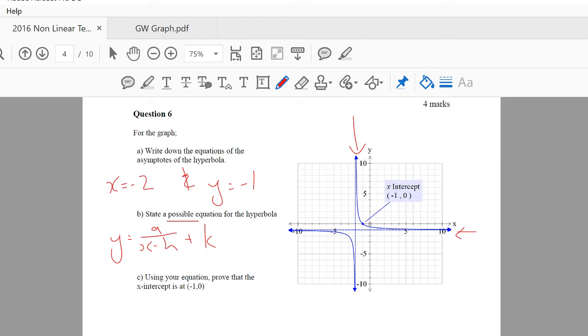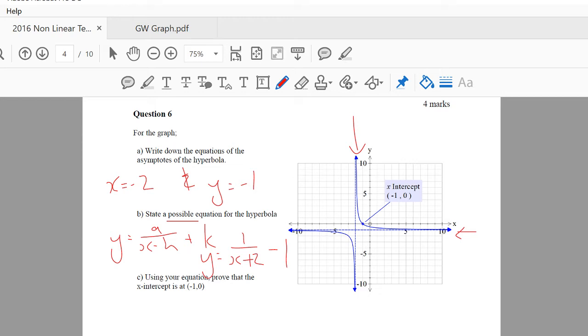So we could have a graph that would be 1 on x plus 2, because with h being -2, x minus -2 is plus, and then the k number is -1, so -1. That would be one possible equation for this hyperbola. But now using our equation, prove that the x-intercept is at -1, 0.